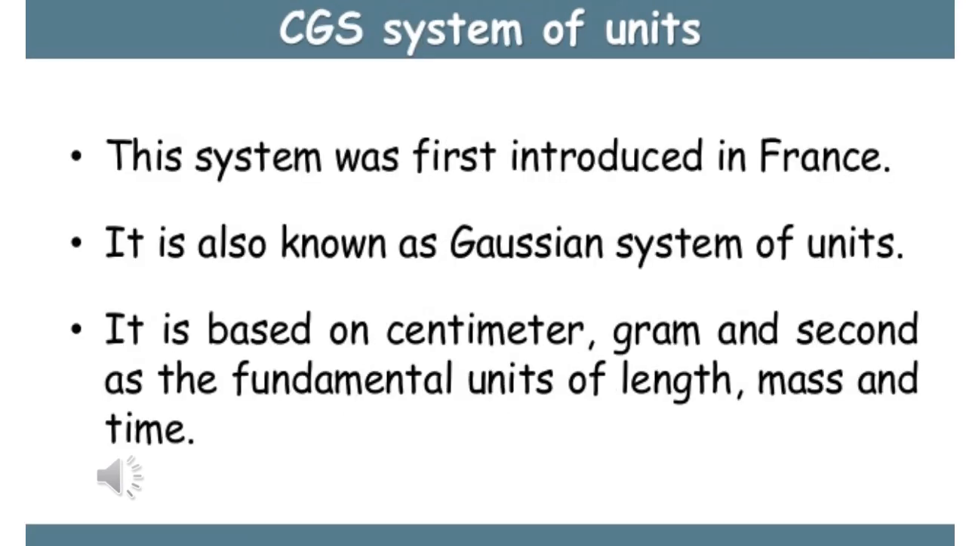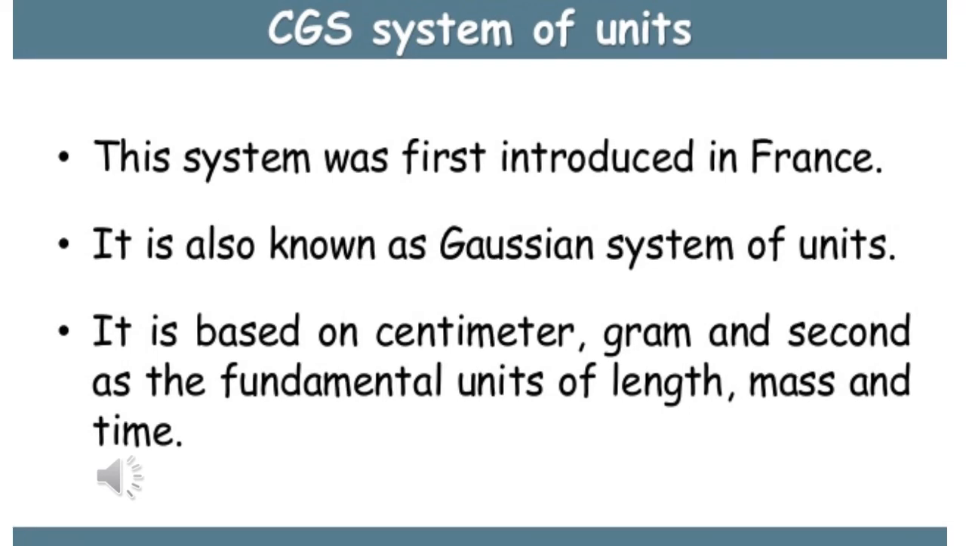Okay students, basically there are three different types of systems of units. The first one is the CGS system. It is also called the Gaussian system of units, and this system was introduced in France. The scientists of France developed this system of units, and it is based on centimeter, gram, second as the fundamental units of length, mass, and time. For length we use centimeter, for mass we use gram, and for time we use second. So this is about the CGS system.